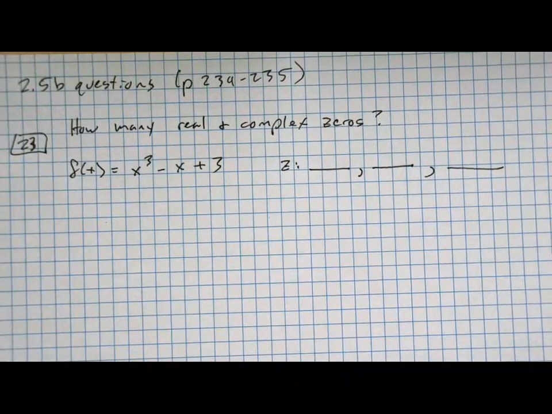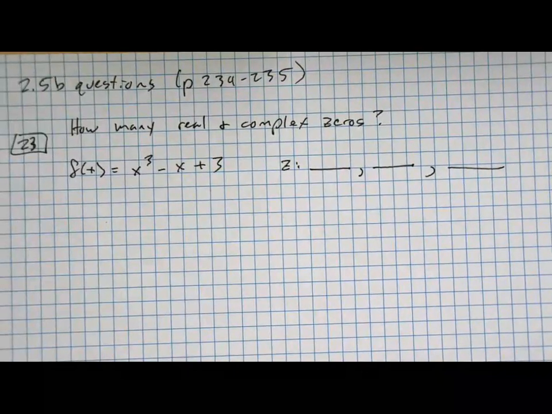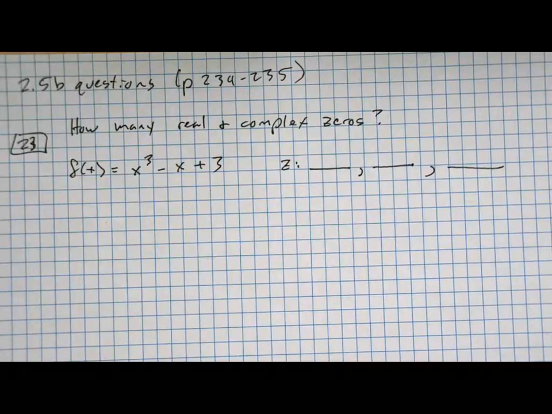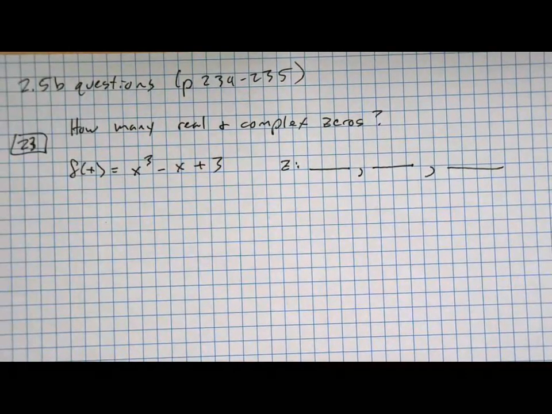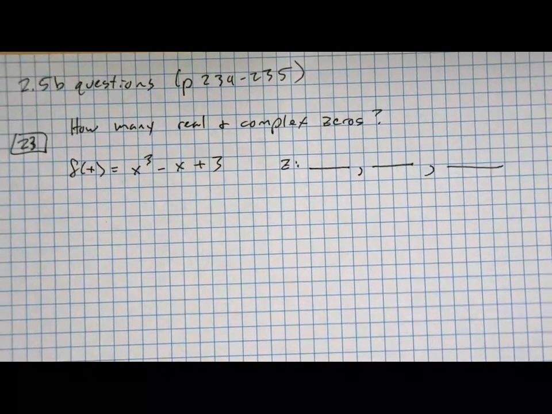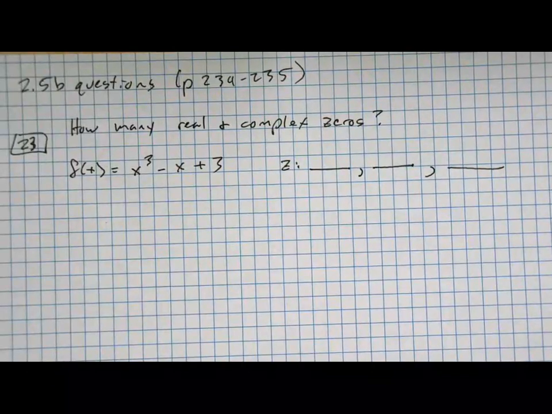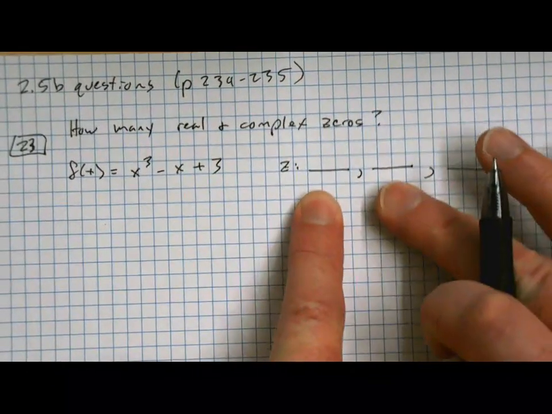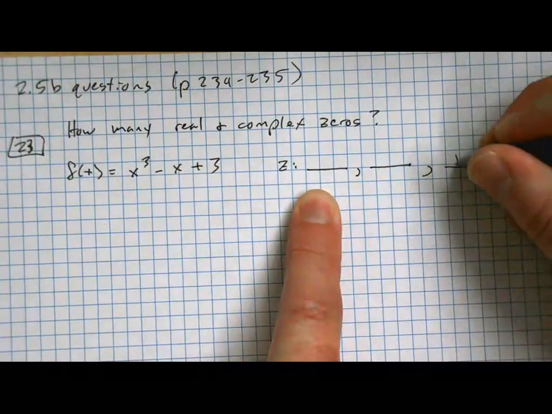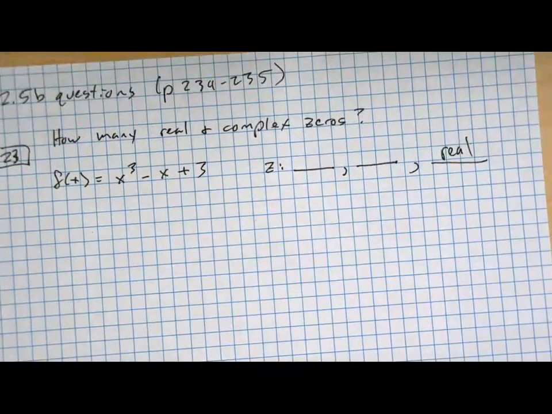If there are 3 zeros, is it possible for all 3 of them to be complex? No. Is it possible for 2 of them to be complex? Yeah. Is it possible for only 1 to be complex? No. The complex zeros have to come in pairs. So it's either there's no complex or there's 2 complex, but there's definitely at least one that's real. So I'm going to go ahead and say this one's real right now.